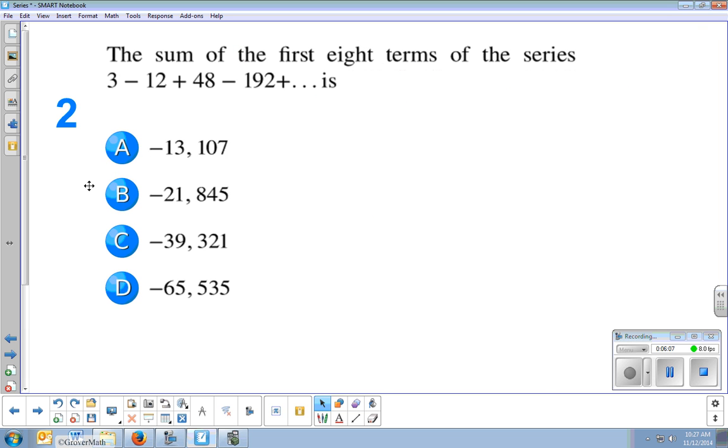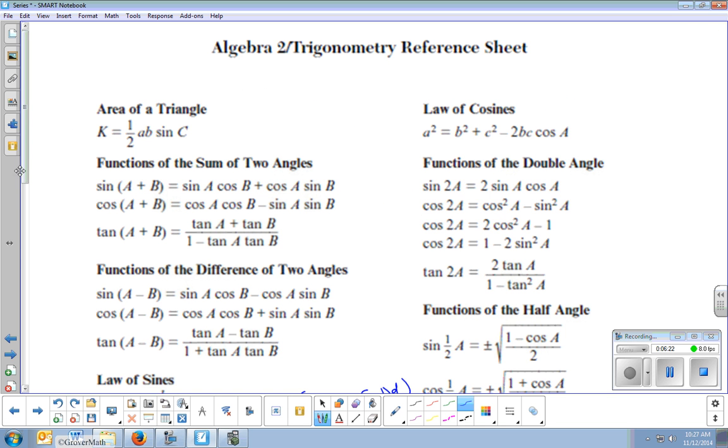All right, this is a geometric one, so let's look at this. We want the sum, again telling me it's a series question, of the first 8 terms of the series. So could I just continue to 8 terms and add them up? Yes. But again, questions will be designed specifically to use the formula. So let's take a look at our formula for geometric.